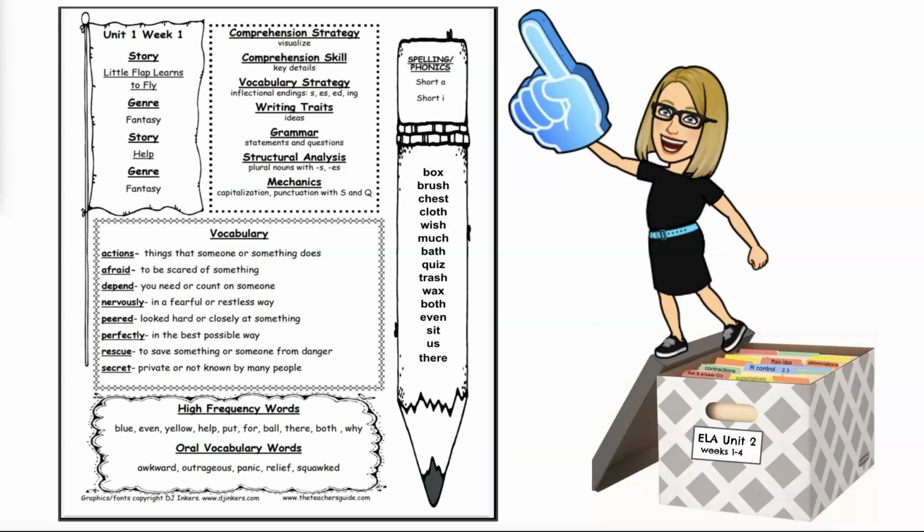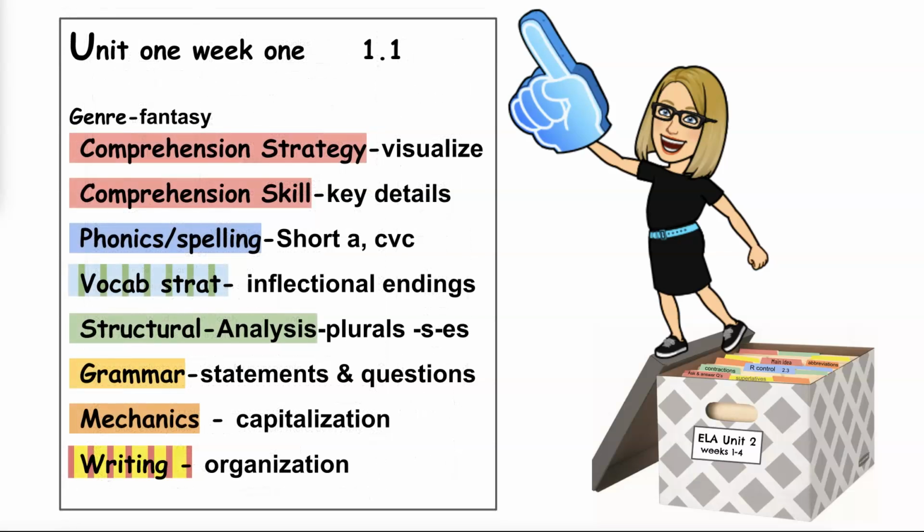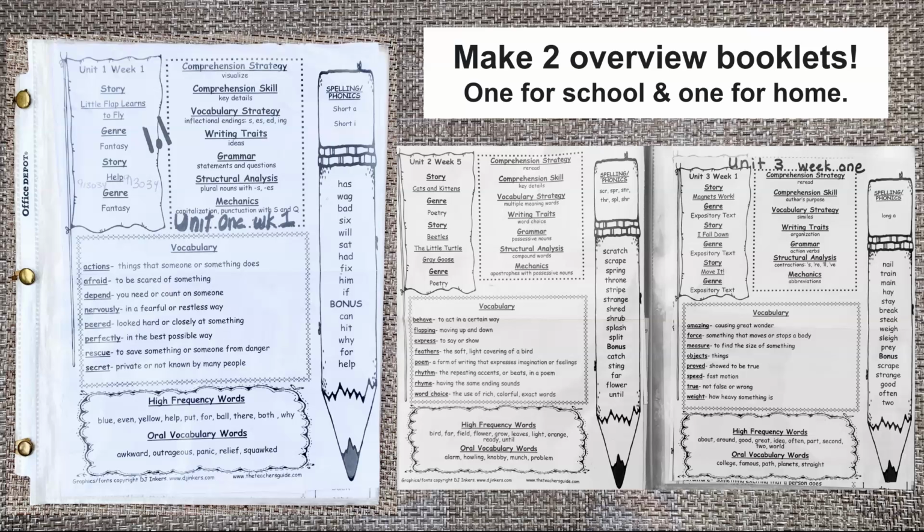To make the system super efficient, you'll want to have an overview of each week and unit, like this excellent one from theteachersguide.com, or you could make your own. I like to store these in sheet protectors, and I just use brads to turn them into a little booklet. And I have one for school and one for home. And they really help me to see all the things at a glance instead of rifling through those very heavy teacher's editions. And they help me plan, prepare, and organize in a really efficient manner.